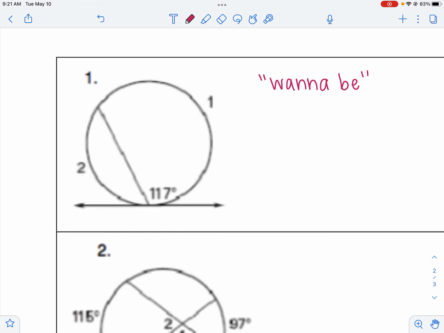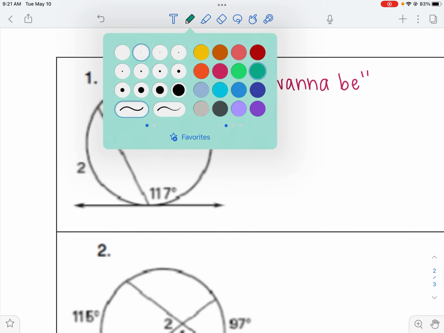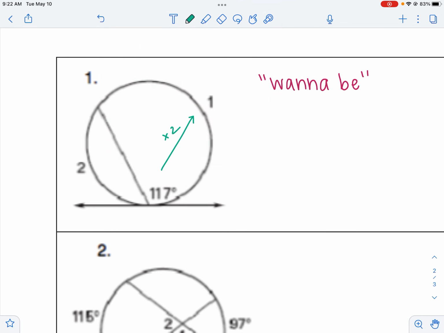And remember that that's not an actual geometry term. That's just a little tip or trick that I use to kind of keep everything straight. So that would be a wannabe. Remember that wannabes follow the same exact rule as inscribed angles. So if this is 117 degrees and I'm going out, remember if we go out, we're just going to multiply by 2. So if I go out, I'm going to multiply by 2, and that would tell me this arc right here. So 117 times 2, I'm going to give you a minute to do that if you need to. That would make the measure of arc 1 234. So this piece right here would be 234.